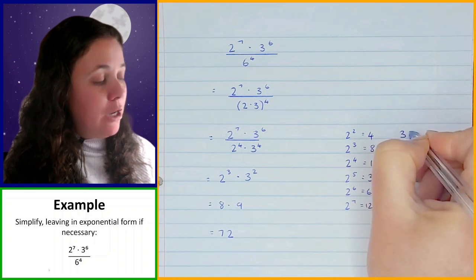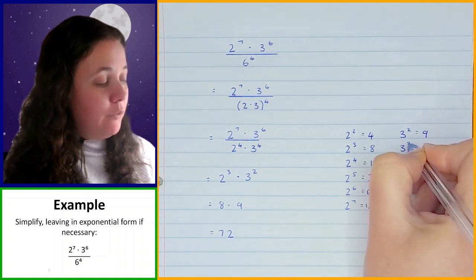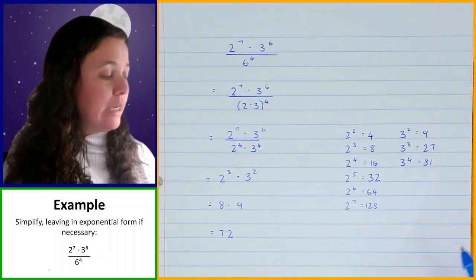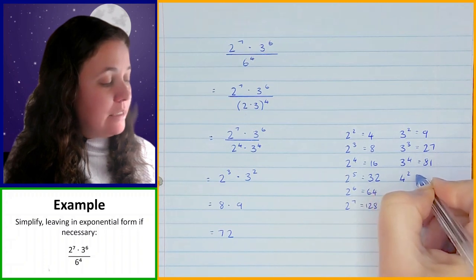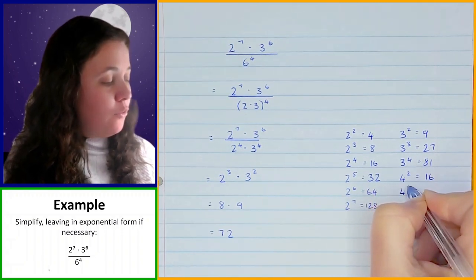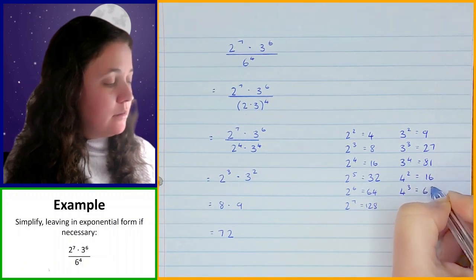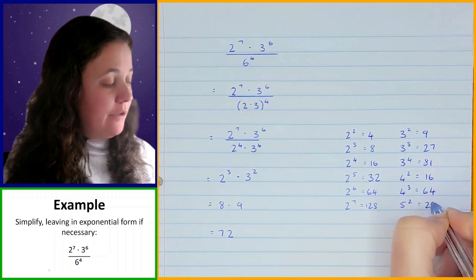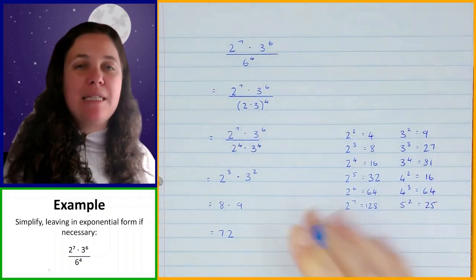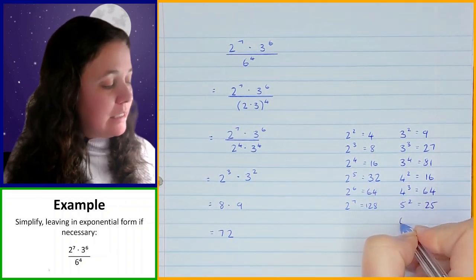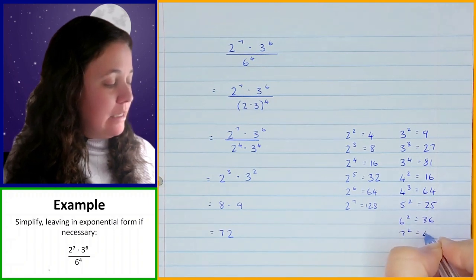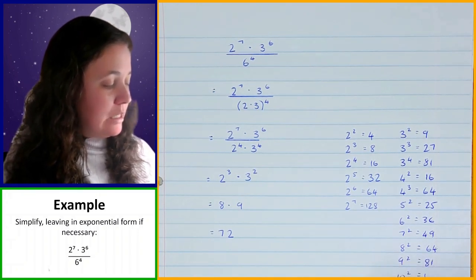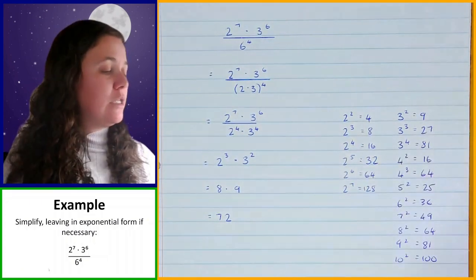Then we've got the 3s. 3 to the power of 2 is 9, and 3 to the power of 3 is 27. And 3 to the power of 4 is 81. Those are the ones that you kind of need to know. Then 4 squared is 16. 4 cubed is 64. Also ones that you should know. 5 squared is 25. Then the rest of them are basically only the squares that we have to worry about. So 6 squared is 36, 7 squared is 49, 8 squared is 64, 9 squared is 81, 10 squared is 100. So these are the ones that you should know.